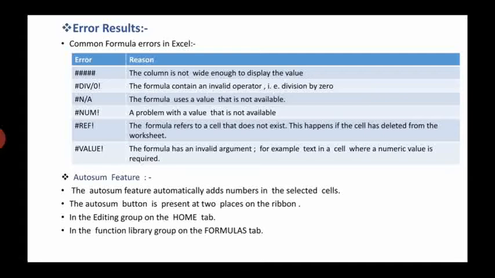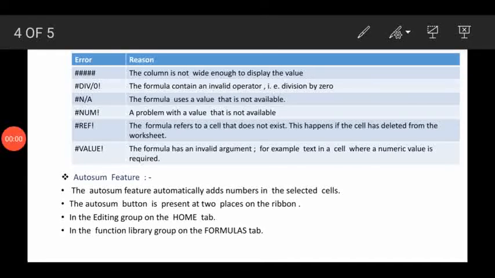Now, the next topic is error results. What is meant by error result? Error means mistake. When we write any formula and make some mistake, Excel will display some error symbol. Different error symbols have different reasons. Here is the table, the first column is the error symbol and the second is the reason.